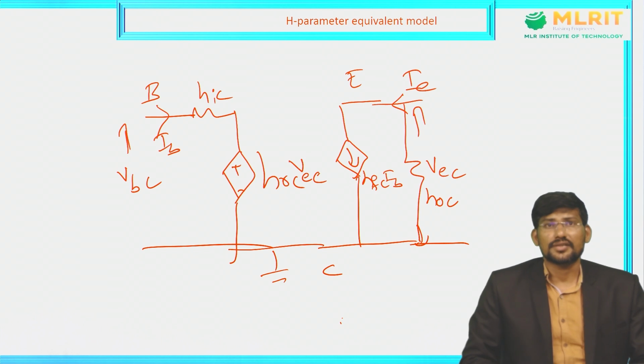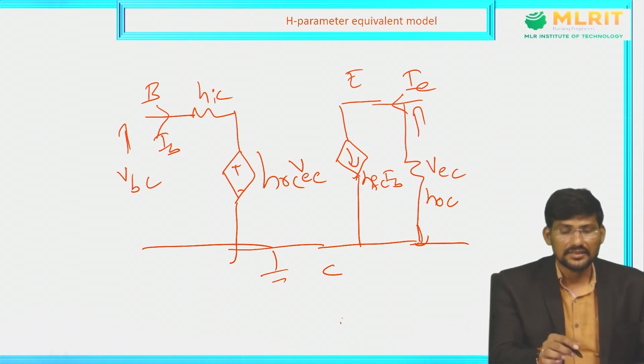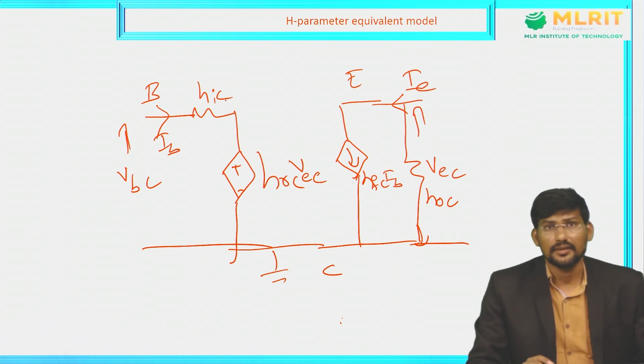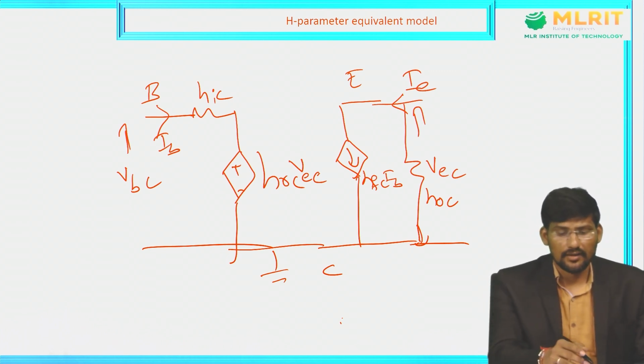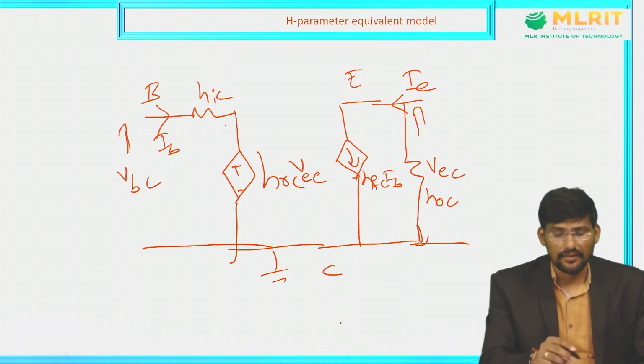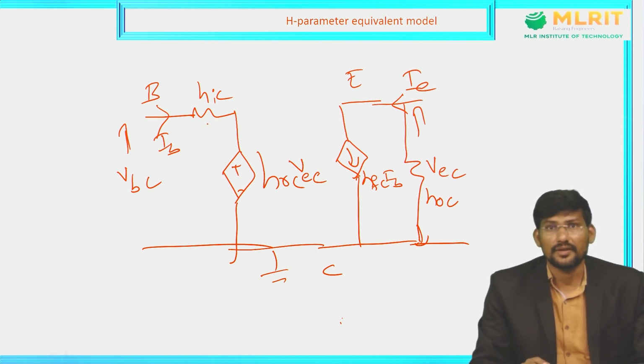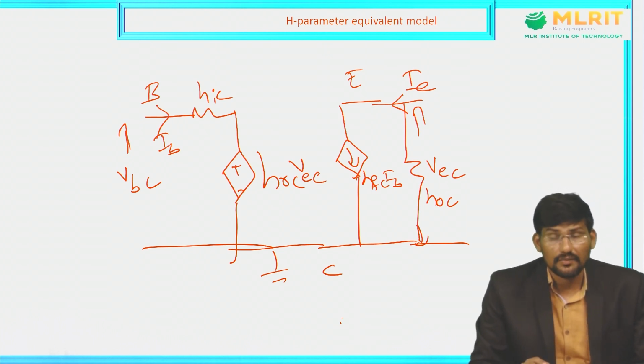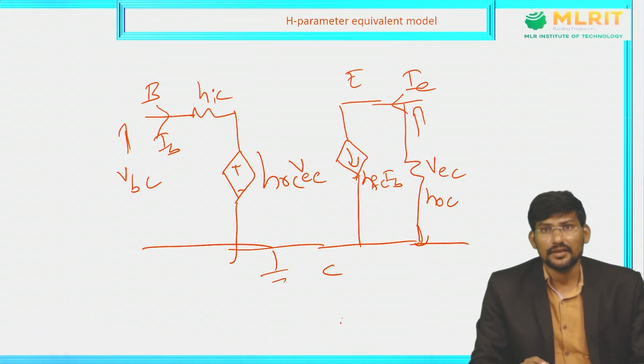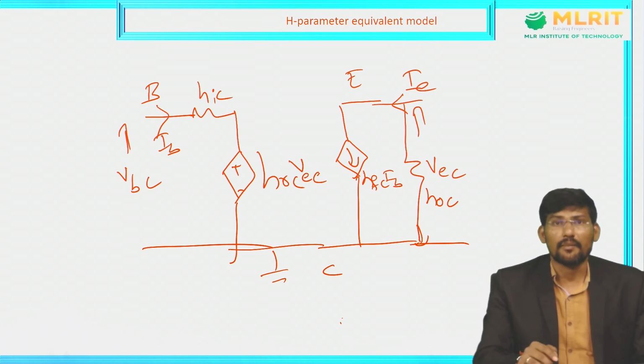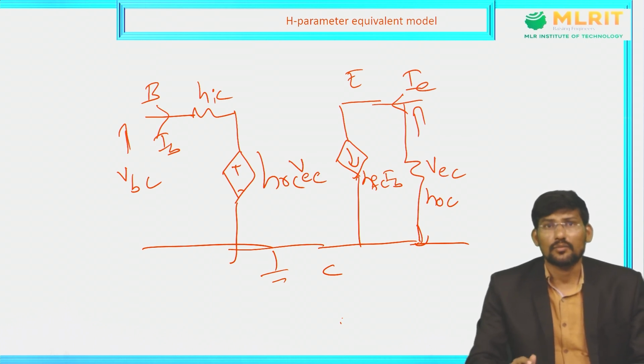Already we discussed the general model of H parameter that is valid for all the three configurations. The second suffix here, C, represents the common collector configuration. For common emitter, we already did this circuit, where we considered HIE, HRE, HFE and H0E. For common collector, we will consider HIC, HRC, HFC and H0C. So this is the H parameter model, the internal model of the transistor.